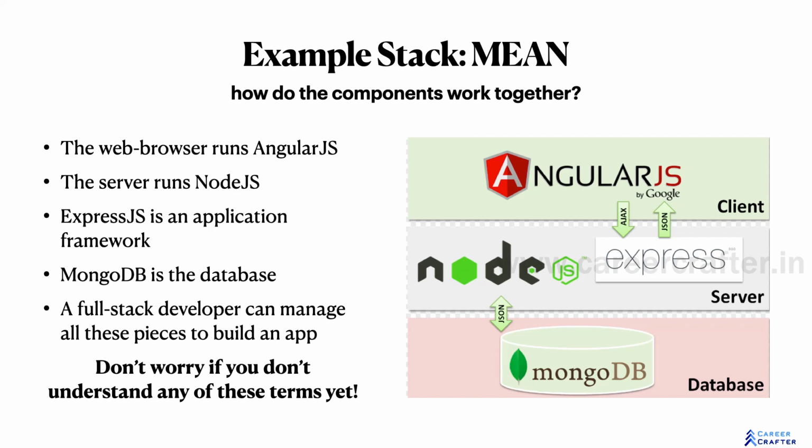Let's understand a little bit more what these mean. So as you can see in the diagram, the web browser runs AngularJS, which is a client-side JavaScript framework. The server side runs a combination of Node.js and Express.js, while the database is MongoDB. Don't worry if you don't understand any of these terms yet. The main thing to note here is a simple fact. With a good knowledge of JavaScript, one can achieve a lot as a web developer. So now let's quickly explore what the JavaScript programming language is like.